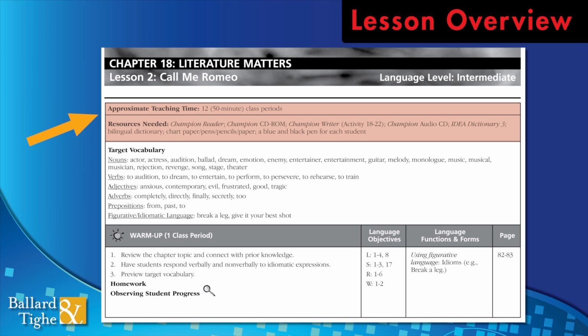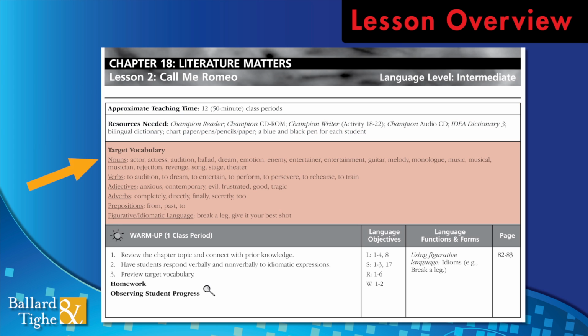Now let's look at one lesson in detail. The sample lesson is from Chapter 18, Lesson 2 of the blue level. Each lesson begins with a lesson overview chart that identifies the approximate teaching time and the resources needed from the program components, as well as other materials such as chart paper, markers, and so forth. Following that is the list of target vocabulary organized by parts of speech.